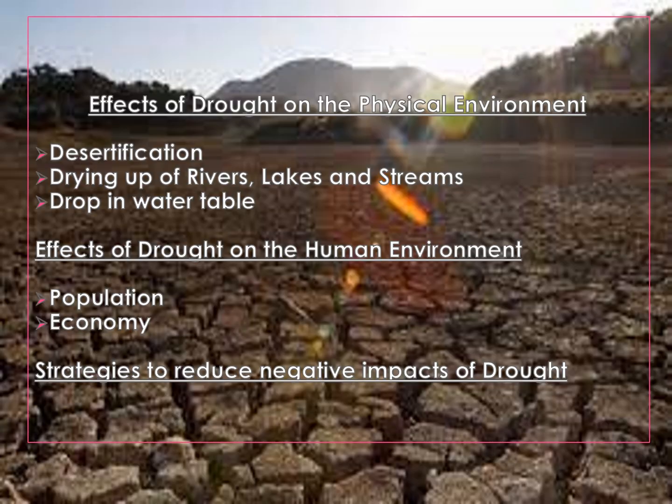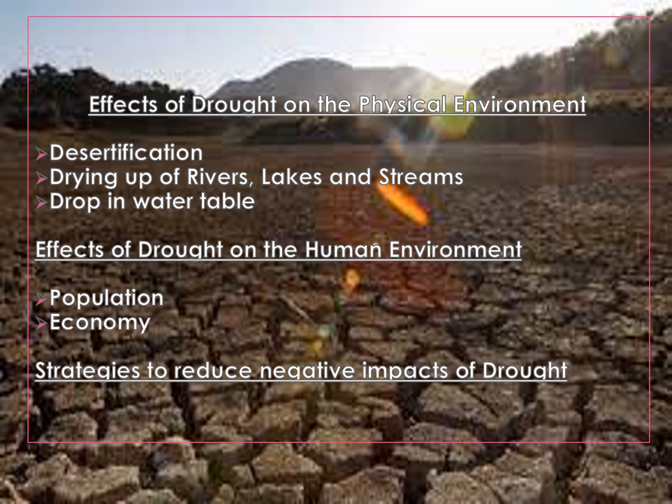Now, if we talk about the effects of drought on the physical environment, desertification is one of the issues. Desertification is the process of turning land into desert, with exposed soil leading to soil erosion and extension of desert areas, rise in temperature, loss of vegetation, and drying up of rivers and lakes. There will be a drop in the water table.